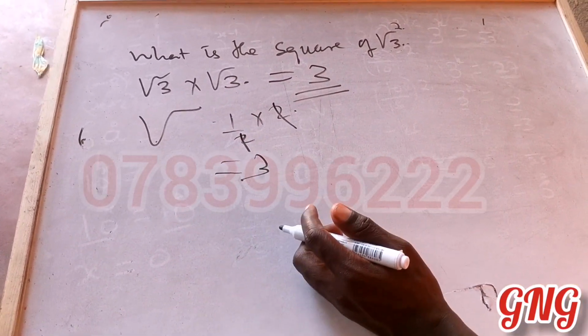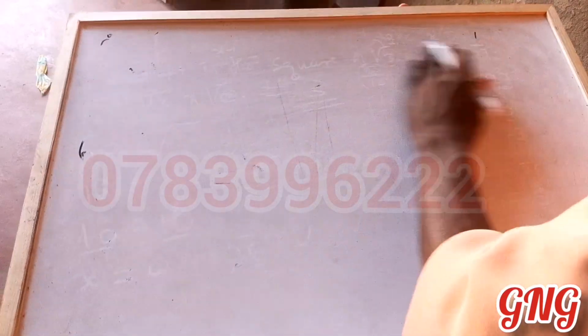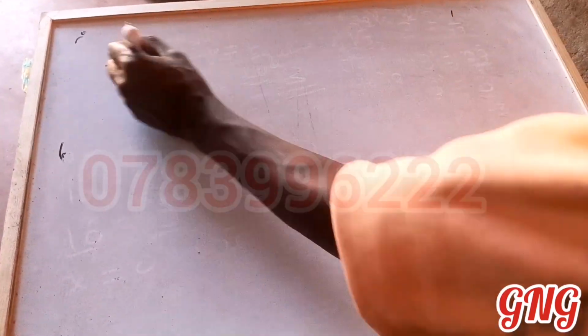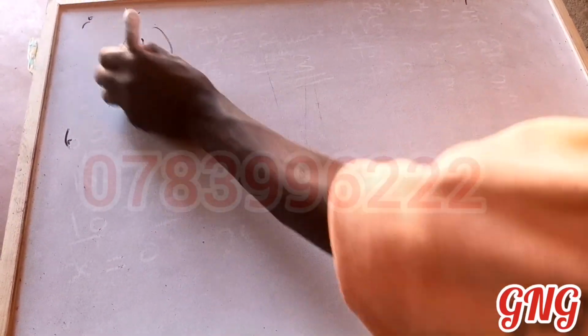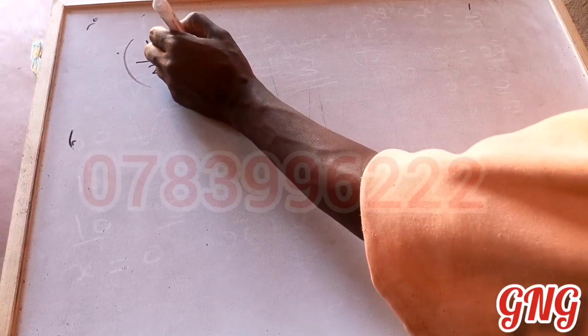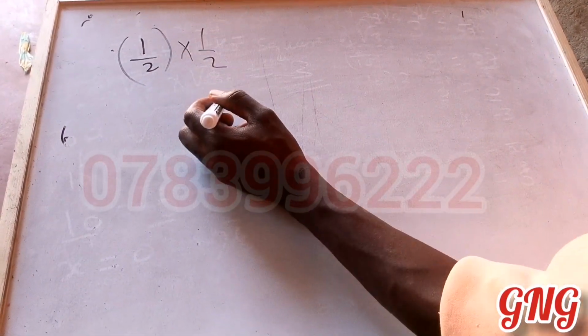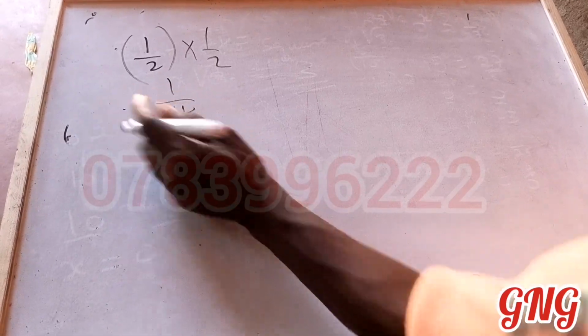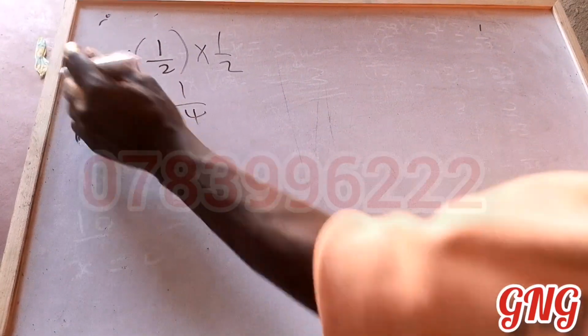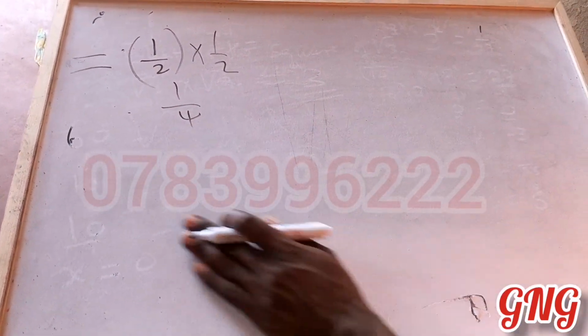It's very simple, guys. So then if they ask, what is the square of half? It's like we are saying half times half. So the square of half is quarter. Right? It's very simple as this, guys.